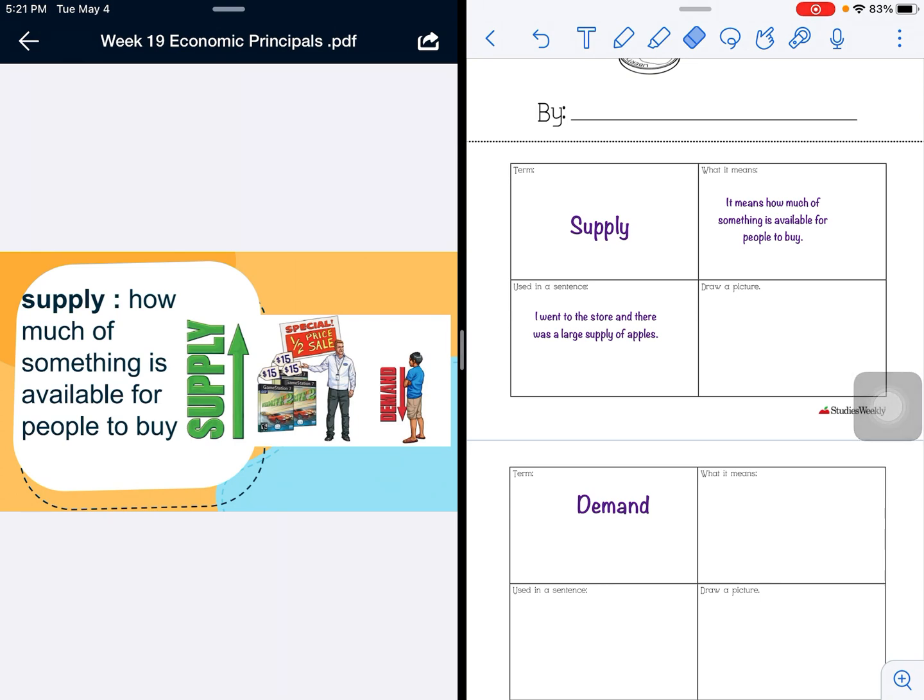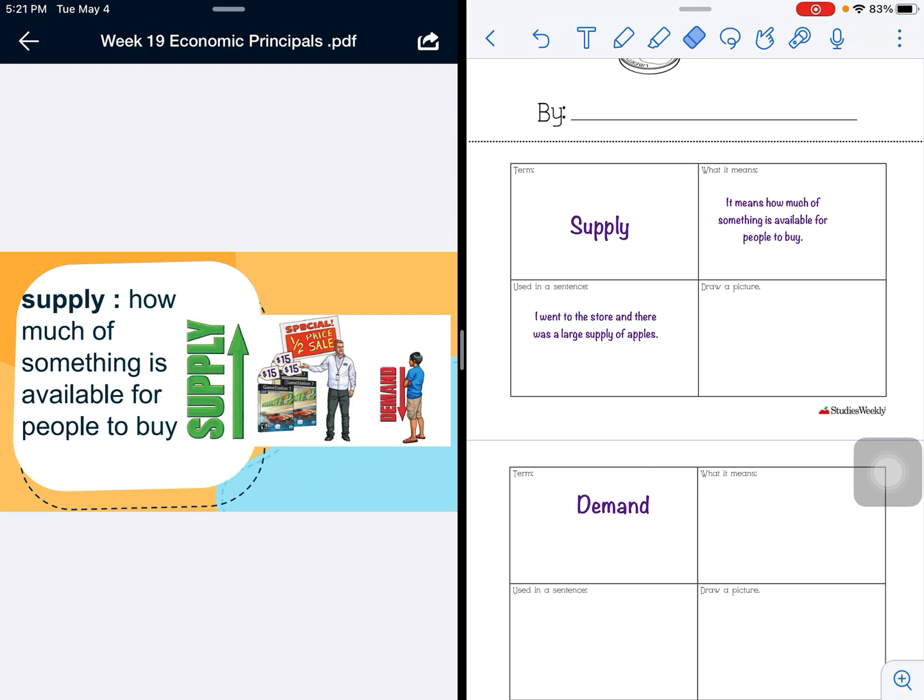Next, you're going to add in the definition about this word, and I have it added in here for you, but for future times, you will be looking at your vocabulary slideshow, and you're just taking the definition right from here and adding it into what does it mean. So supply, it means how much of something is available for people to buy. This could mean we have a large supply, which means there are many items, or if we have a small supply, that means we don't have many items.